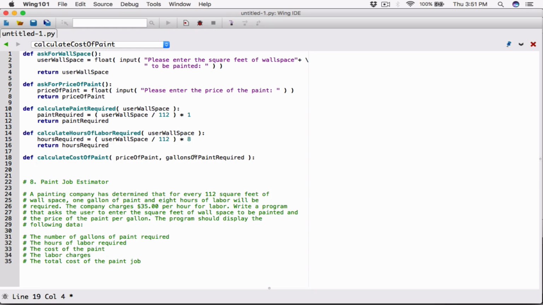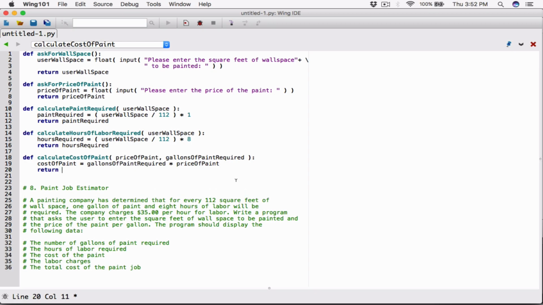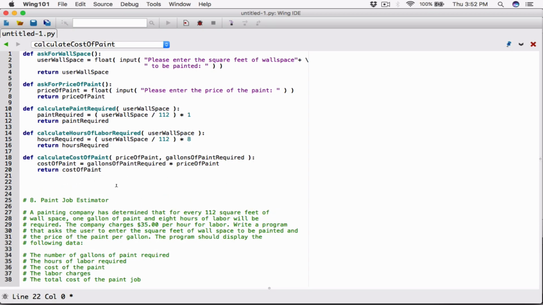It's basically the gallons of paint required times the price of paint. This calculation is going to be the cost of the paint. So I'm going to define a variable called cost of paint, which is going to store that result. Okay, once we have the cost of the paint, let's go ahead and return it. Return cost of paint. All right, so now we're done with the cost of the paint.